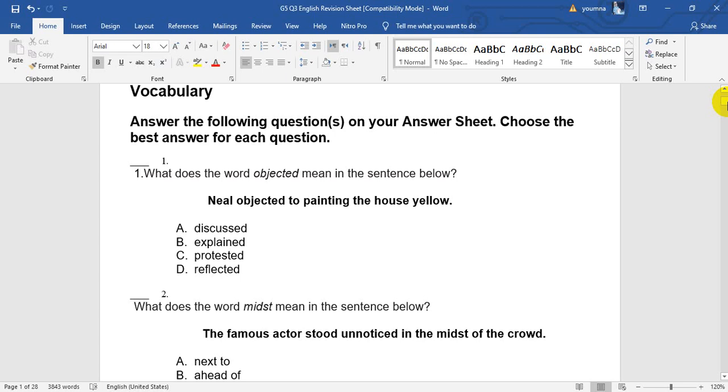So it will be protested. Very good. So it means that he didn't want to paint the house yellow. So it will be C, protested.